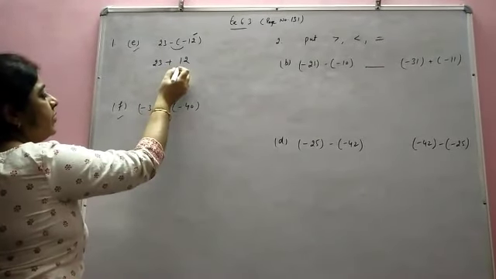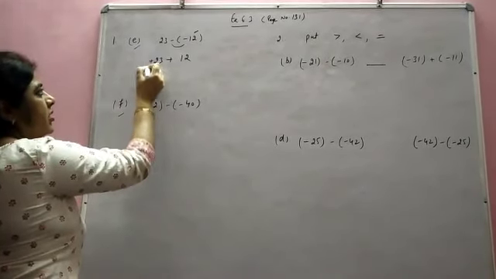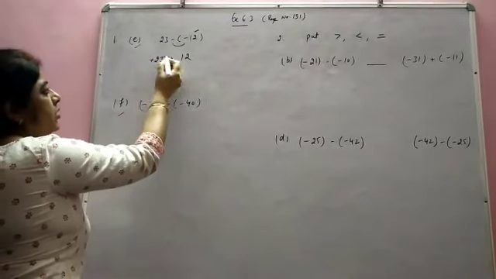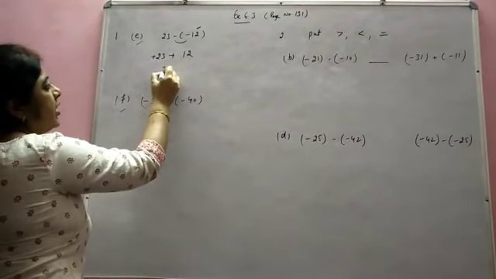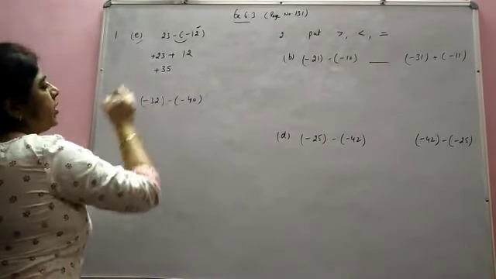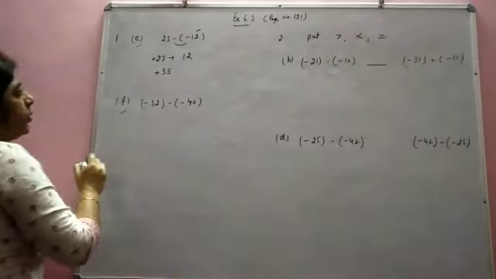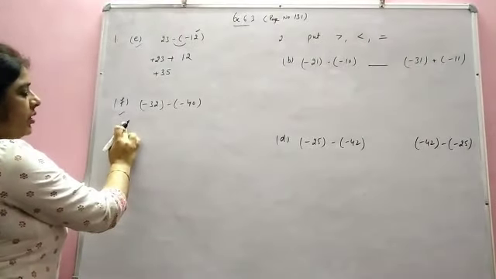What will the answer of this be? No sign means consider it as plus. So plus 23 plus 12, what will the answer be? Plus 35.